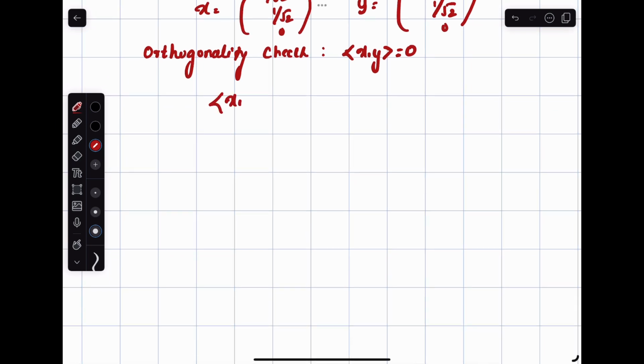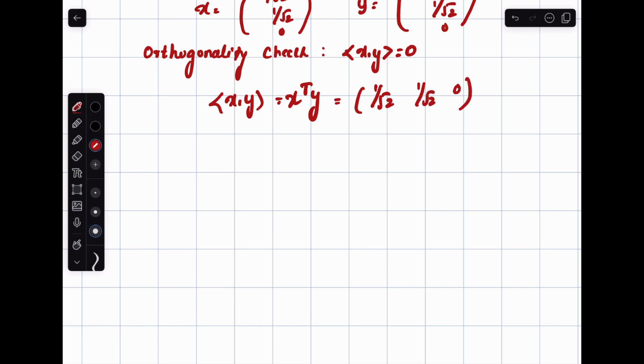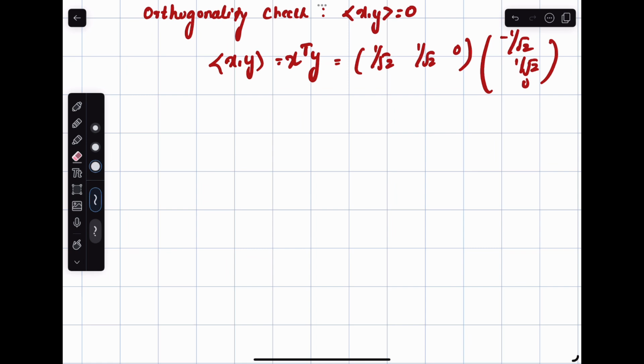So what is the formula? The inner product of x comma y, which is x transpose y, is equal to 1 by root 2 into 1 by root 2, plus 1 by root 2 into minus 1 by root 2, plus 0 into 0. I have to multiply now, and I'll get the answer equal to 0. I'm directly writing it. Please pause the video and solve it. Yes, the dot product is 0, so I can say that it is orthogonal.